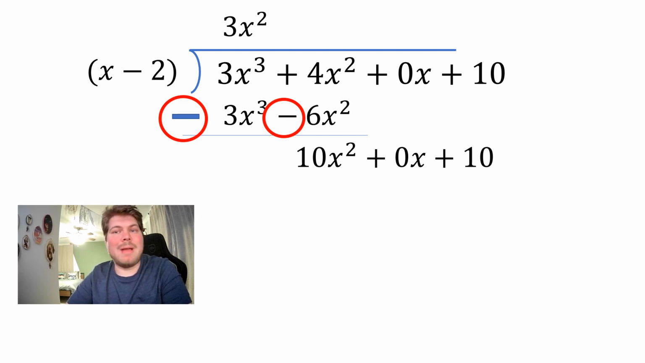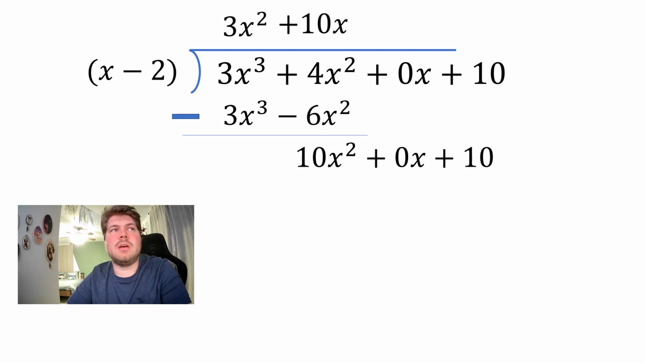And now we're back to our x. So how many times does x go into 10x squared? It goes into it 10x times. So 10x, that's our divide. And now our multiply, our M, our McDonald's, we're going to multiply that by x minus 2, and we get 10x squared minus 20x.